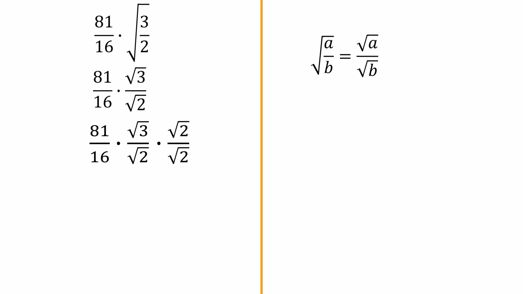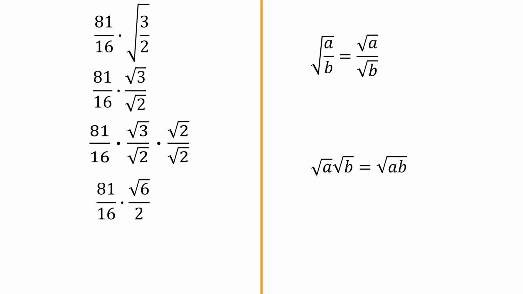Now the next thing we'll do is to rationalize the denominator, right? We don't like it when there's a square root in the denominator. We just want to have rational numbers only in the denominator. So to rationalize the denominator, you are going to multiply through by root 2 over root 2. So we have 81 over 16 times root 3 over root 2 times root 2 over root 2.